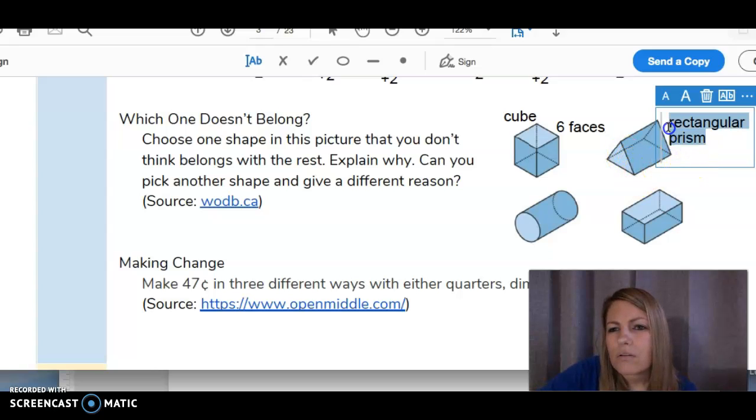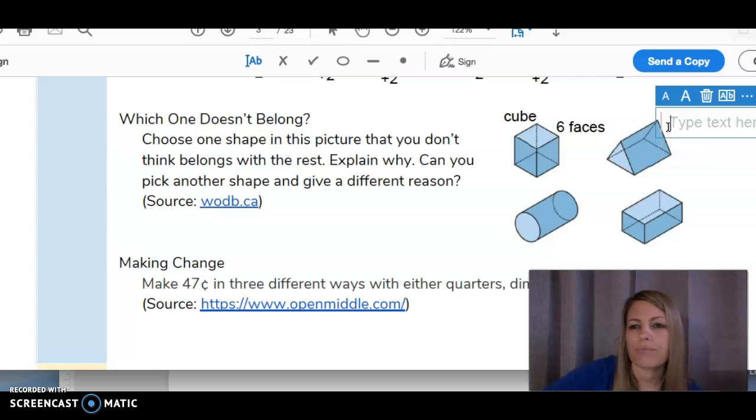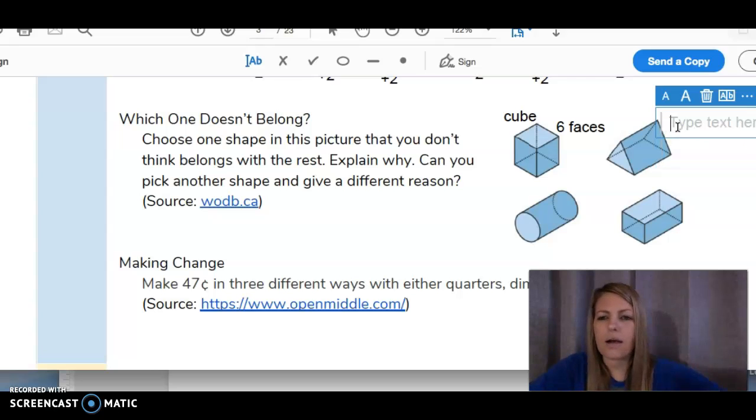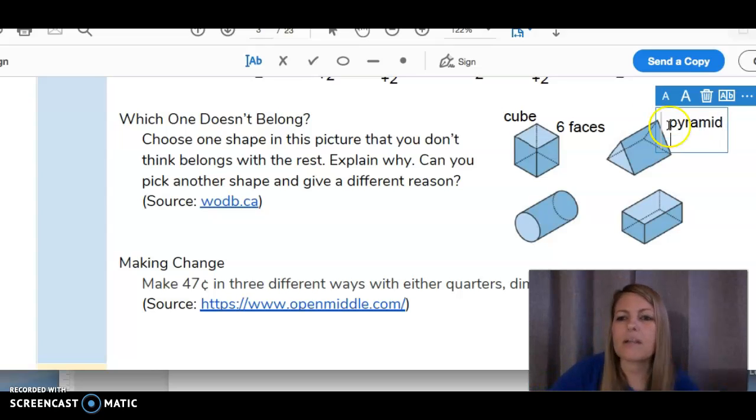Actually, I'm sorry, that's for the next one. This one is our pyramid. Okay, how many faces does our pyramid have? Remember, faces are the same thing as sides. So if I was holding this pyramid in my hand, it's hard to tell on paper, but it would actually have 1, 2, 3, 4, 5 faces or sides.